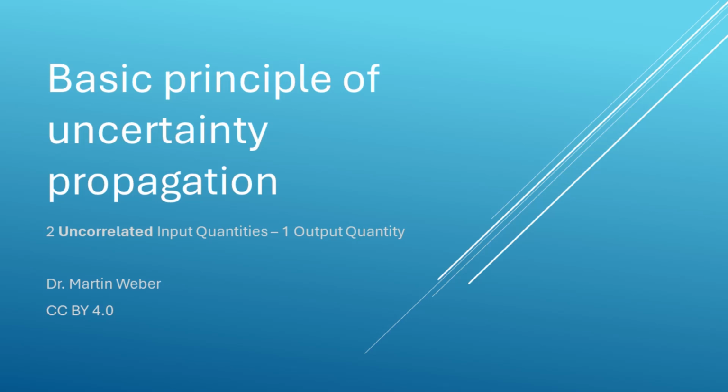Welcome to the second part about uncertainty propagation. In this video I will discuss the case for two uncorrelated input quantities and one output quantity. This case can again be visualized, but it requires 3 dimensions.